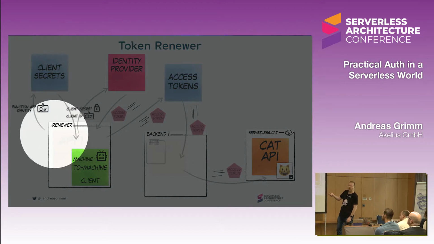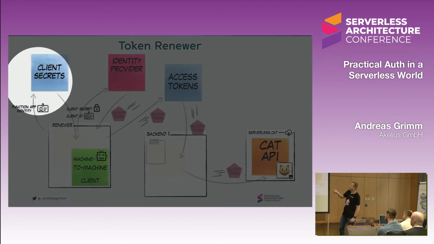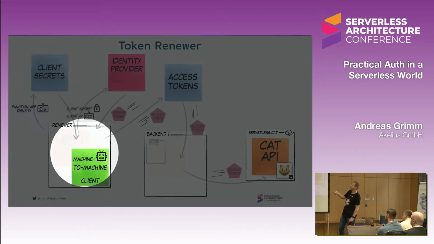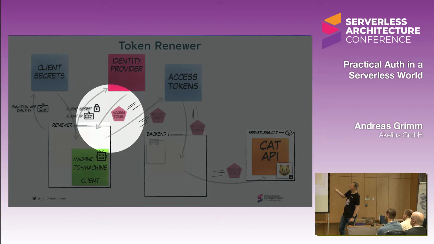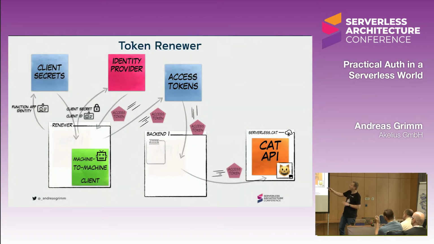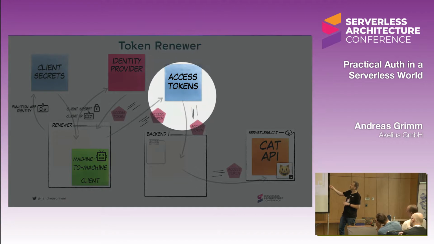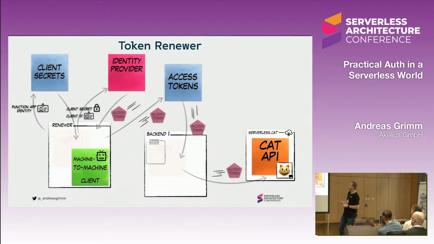a token renewer function that is separate from our actual backend would go and get the client secret, itself has the machine-to-machine client configuration, send this client secret to the identity provider, get the token, put the token in a different key vault to cache it there, so that our backend always gets a fresh token from the key vault, not from the identity provider. That can be used then to access our CAT API, and of course you could also do some in-memory caching here if you want.